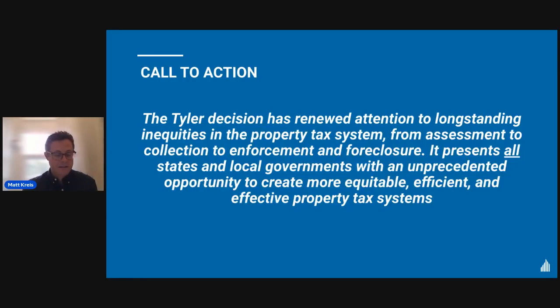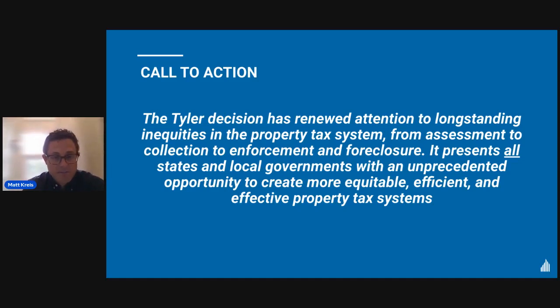Next. So that leaves us with our call to action. As we've kind of repeated, or I have repeated, I suppose, several times throughout this, the Tyler decisions really renewed a lot of attention to a lot of longstanding inequities in the property tax system, right? The case itself focused on a narrow aspect of a former owner being able to claim some of those surplus proceeds. But in order to get to the deeper question of equity, it's our position that we need to really focus on that system further upstream to prevent folks like Ms. Tyler from getting to that foreclosure in the first place, right?